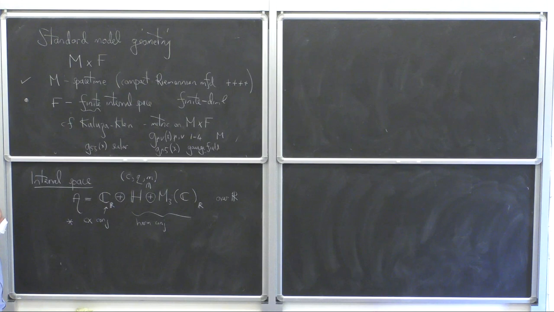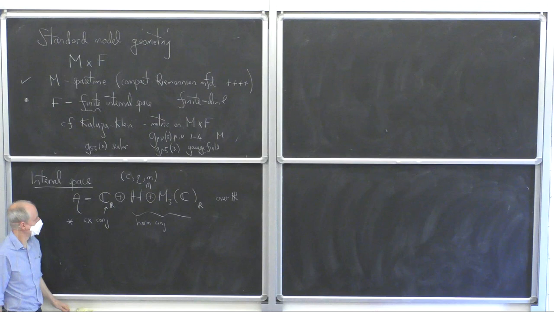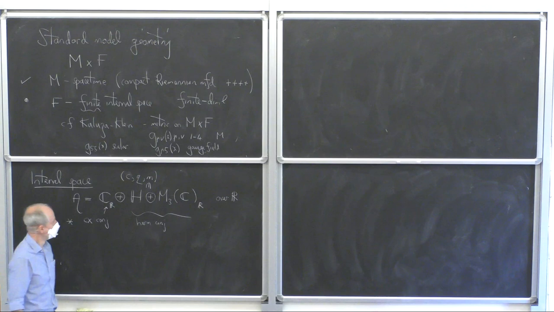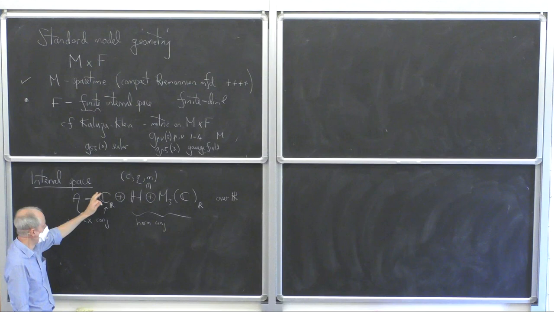And obviously this has been chosen to have something to do with the gauge group of the standard model. So there's obviously some arbitrariness in this, you know, why pick this algebra? Well, it's something to do with the standard model.